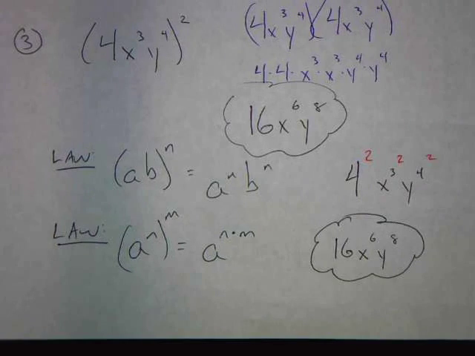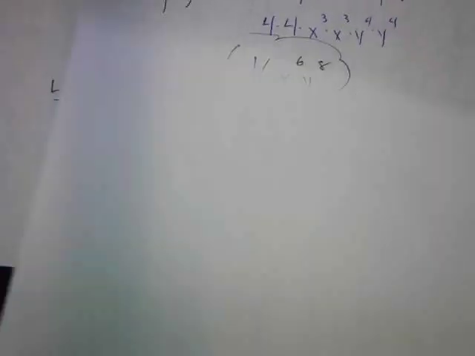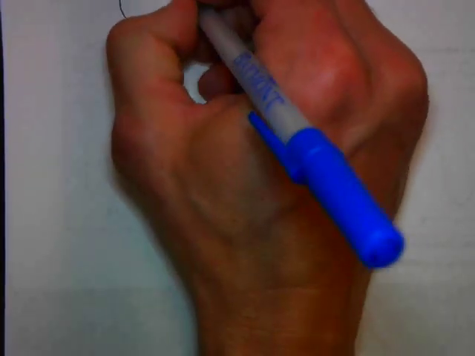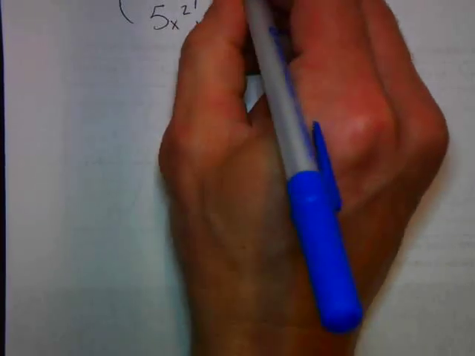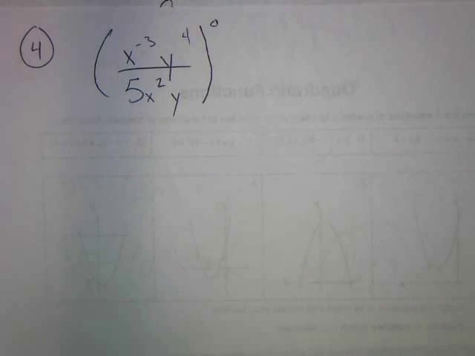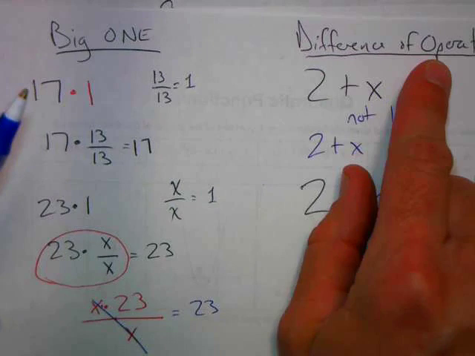Moving on. This is going to be a fun one. Check this out. I'm actually going to demonstrate the next 2 laws right here. Number 4, we've got this crazy looking thing. Now we see negative exponents, and we're like, what is that all about? We see it's being raised to the 0 power. So let me show you some cool stuff. So far we've seen a difference of operations. Now we're going to take a look at some cool stuff.